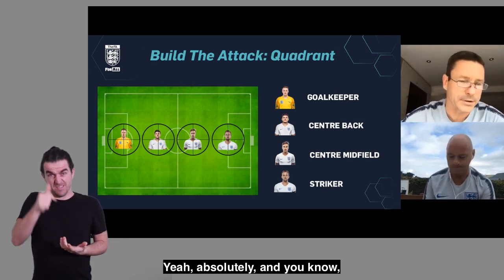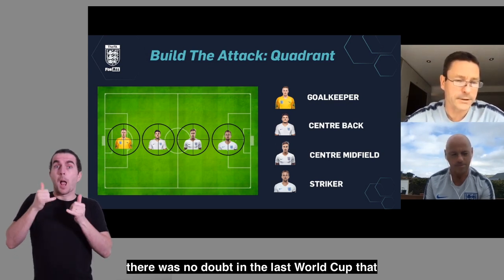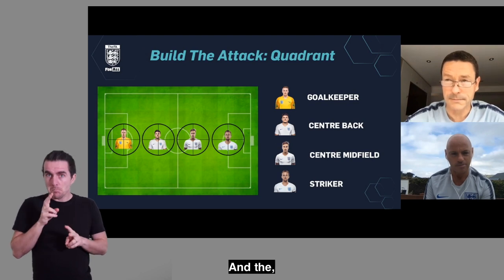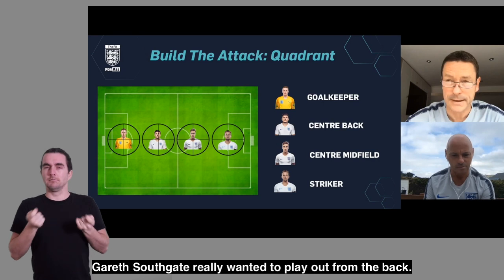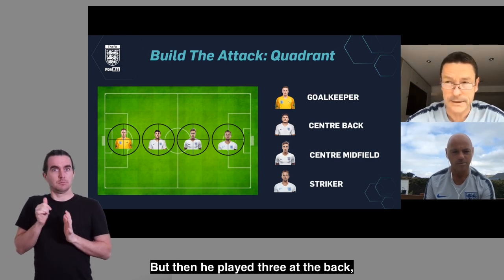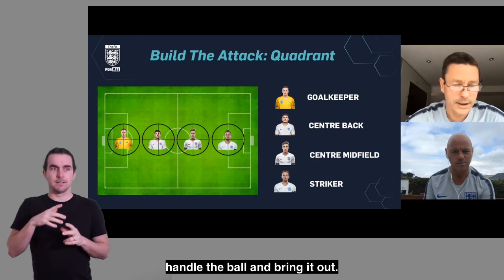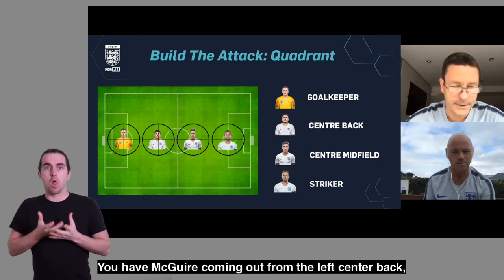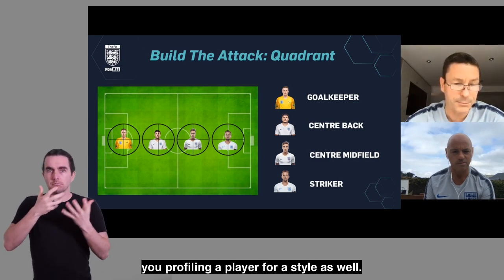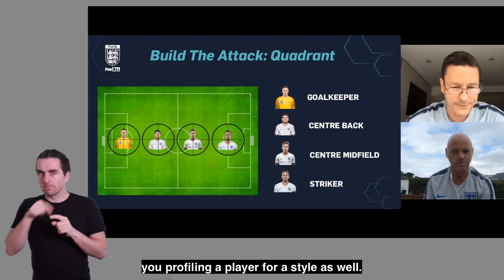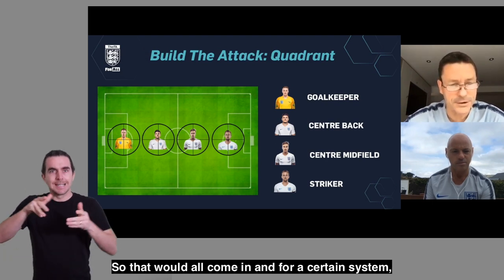Oh, yeah, absolutely. And there was no doubt in the last World Cup that Gareth Southgate really wanted to play out from the back, but then he played three at the back, so that was different again. But he needed players who could handle the ball and bring it out. And you had Maguire coming out from the left centre back really well. So you'd profile in a player for a style as well, and for a certain system.